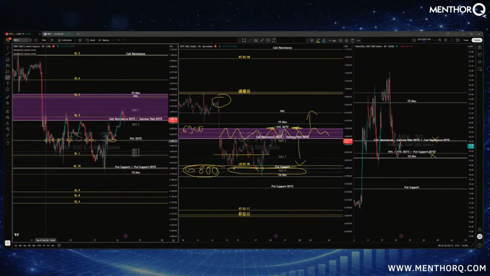So that's at the moment where I'm looking for VIX, SPX 6900, 6800. Will we be dropping, and the resistance will be holding, high vol DTE 6850 as target.